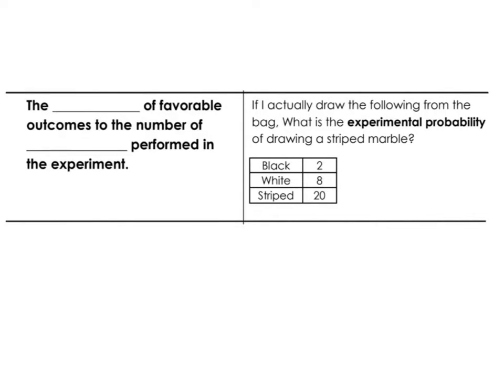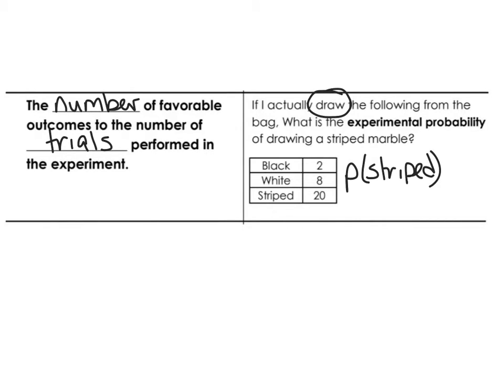Okay, the second part is the experimental probability. Remember, this is something that has been done. If you look, the word drawn means that they actually did it. So that's going to be your keyword. So the experimental is the number of favorable outcomes to the number of trials performed in the experiment. So whenever they give you a table, they tell you how many trials, and that means they've done the experiment already. So again, they're asking for the probability of striped marbles.